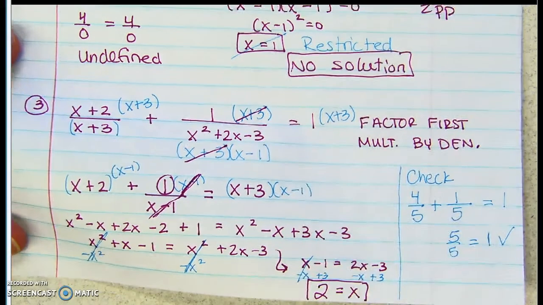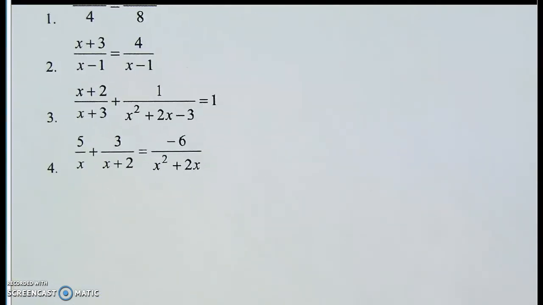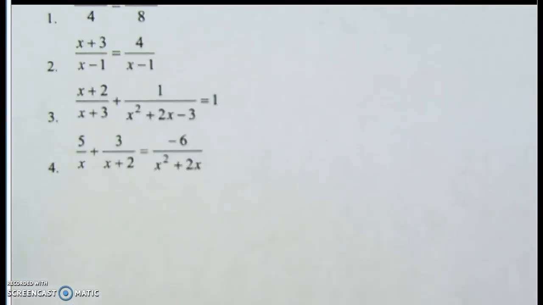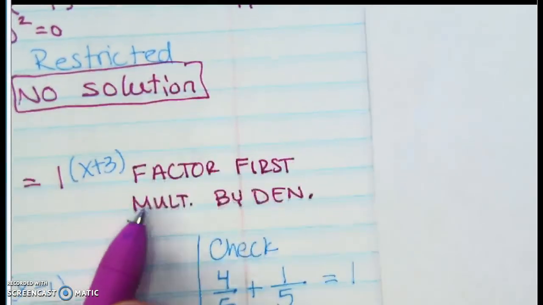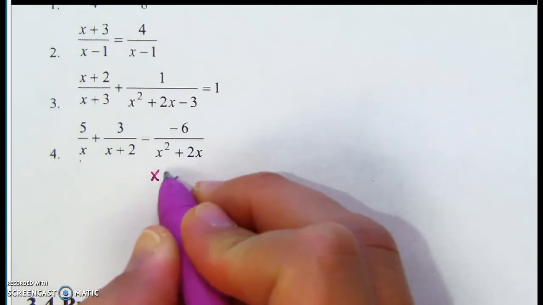All right. Time for one more. You're going to have to pause and copy down example 4. Okay, ready? Like onto lined paper. Here we go. What do we do first? What do the notes say? What does this say? Factor first. This doesn't need to be factored, but this does. So I'm going to factor this.